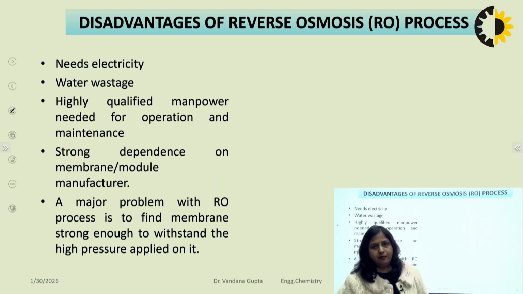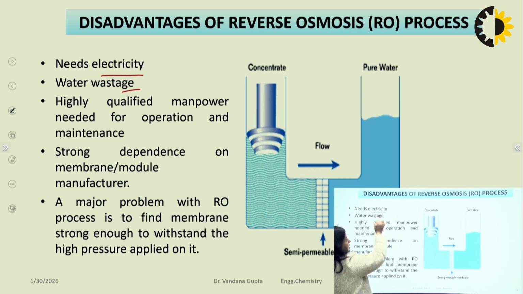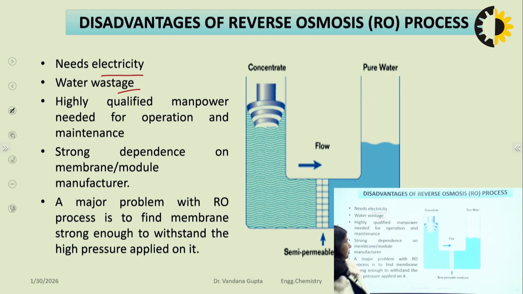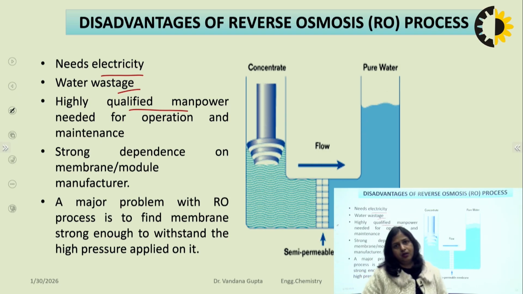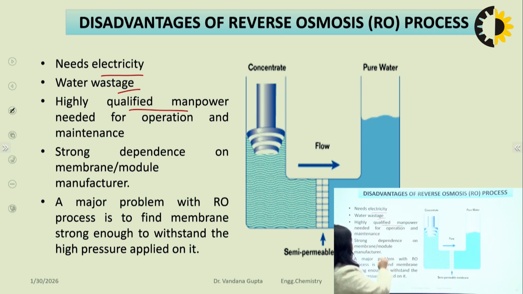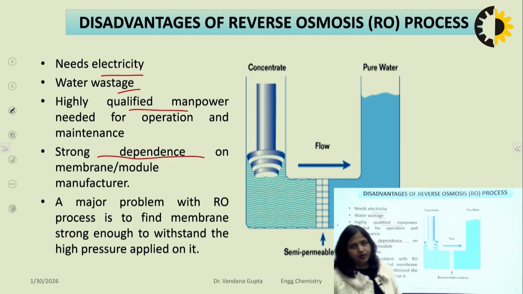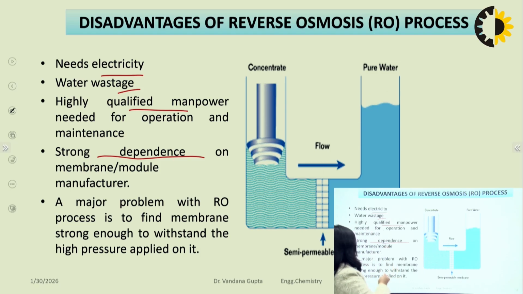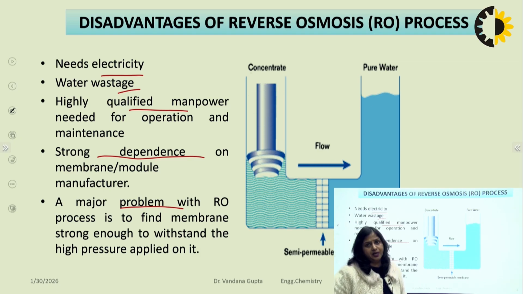There are some disadvantages of this process also. First, it needs electricity. There is a wastage of water. Highly qualified manpower is needed for the operation or maintenance. There is a strong dependence on the membrane. A major problem with the RO process is to find a membrane strong enough to withstand the high pressure applied on it.